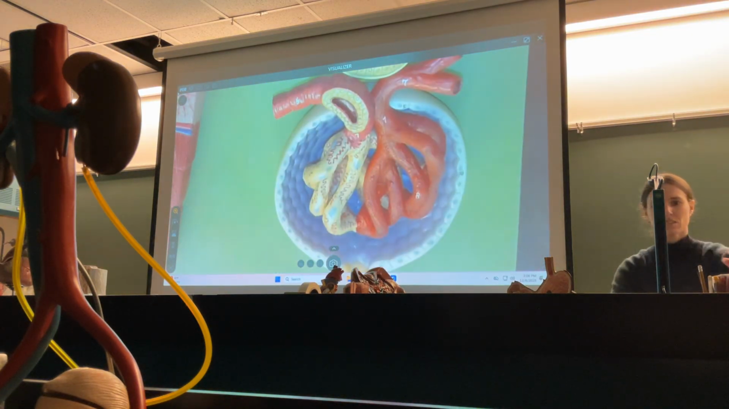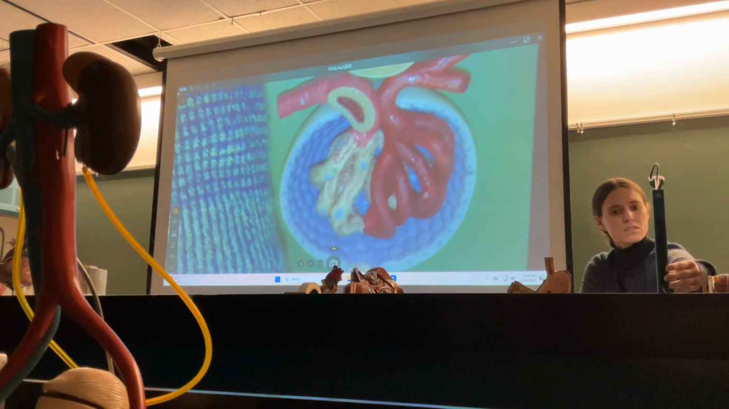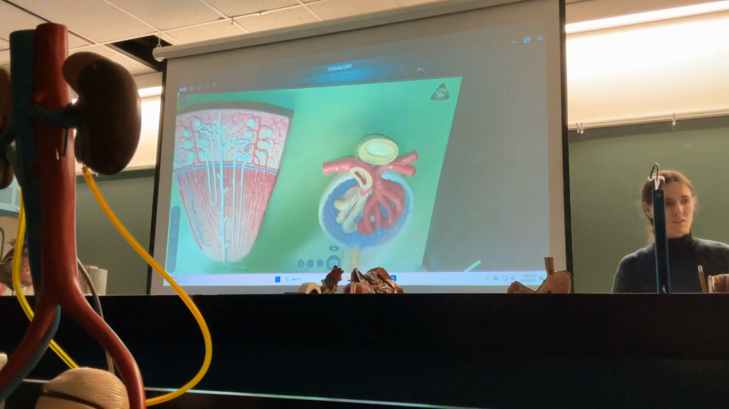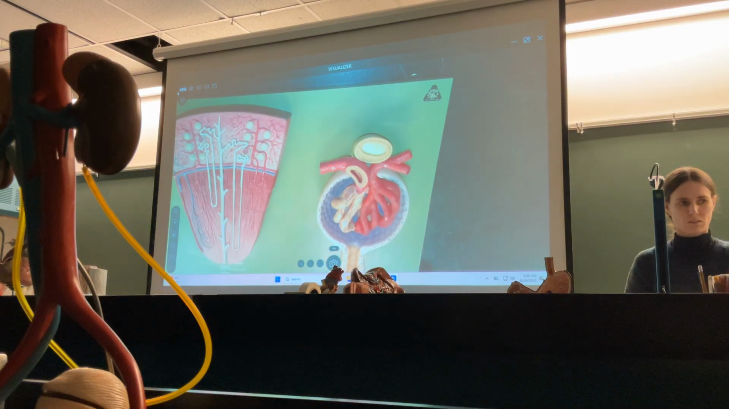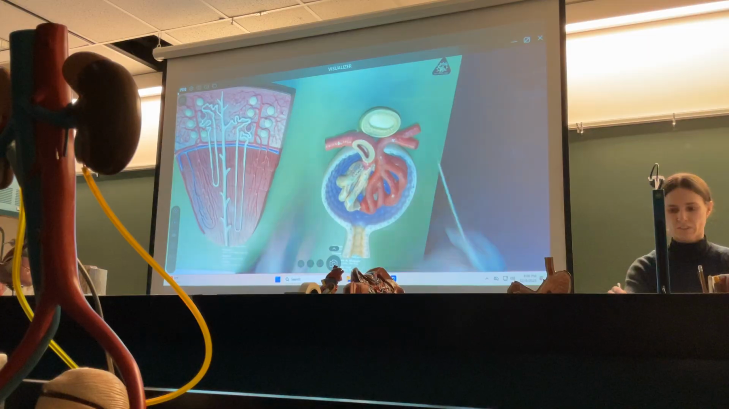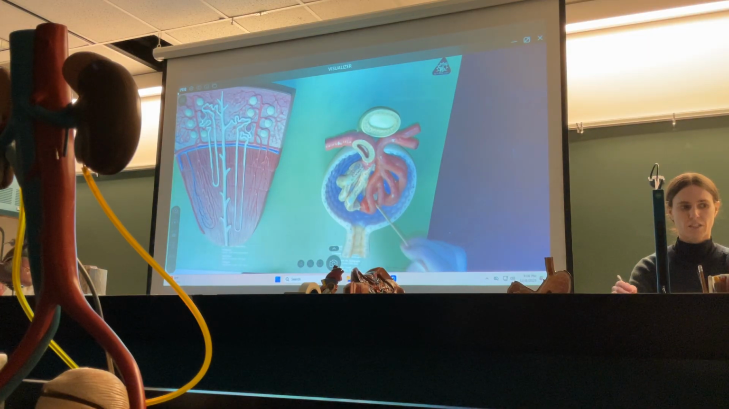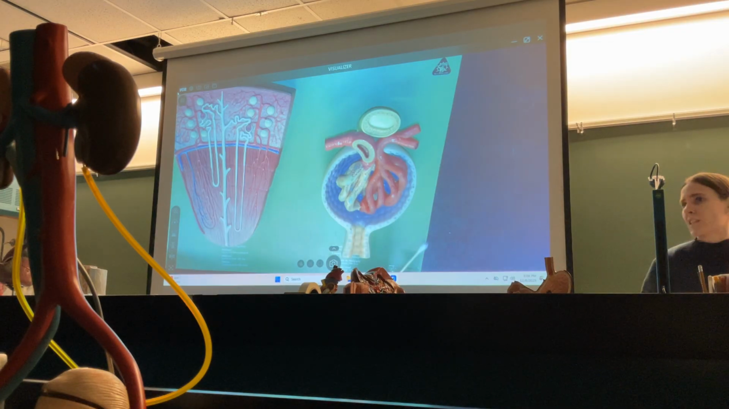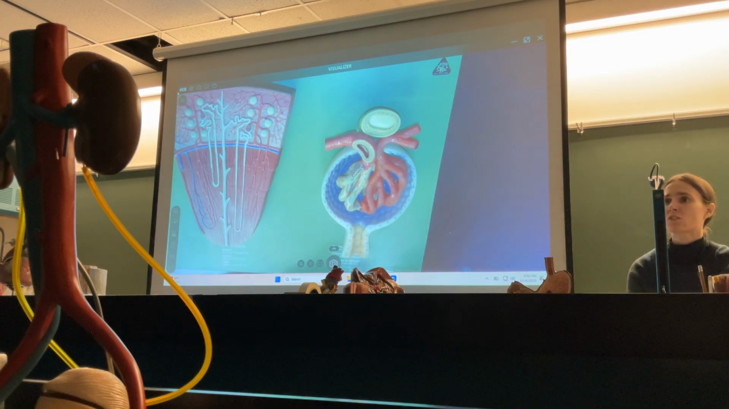And over here, this is basically just the Bowman's capsule out here, the nephron, the glomerulus, and your afferent arteriole. You've got a portion of the juxtaglomerular apparatus, just called the juxtaglomerular cells, and those are the cells that secrete something called renin. It's an enzyme, part of this renin-angiotensin-aldosterone system that operates to basically raise your blood pressure back up.